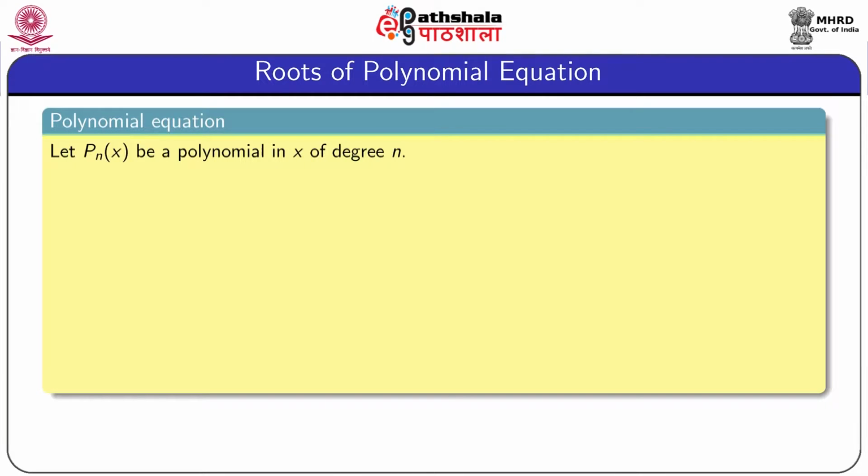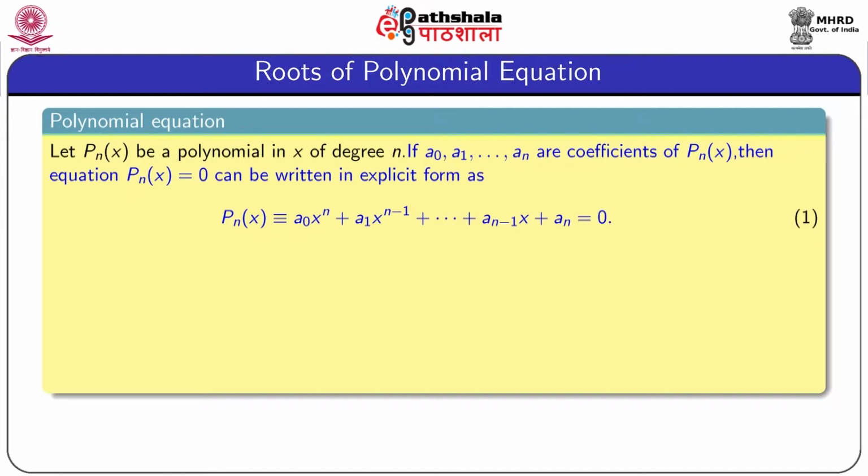Let P_n(x) be a polynomial in x of degree n, and a0, a1, up to an are the coefficients of P_n(x). Then the equation P_n(x) = 0 can be written in explicit form as a0 x^n + a1 x^(n-1) + ... + a(n-1) x + an = 0. This is the polynomial equation of degree n.